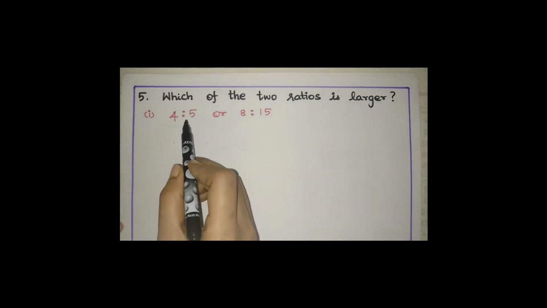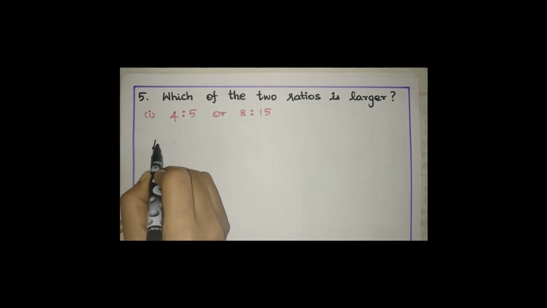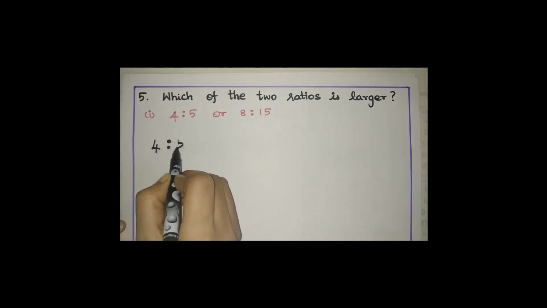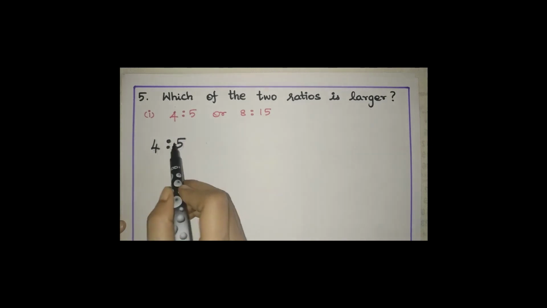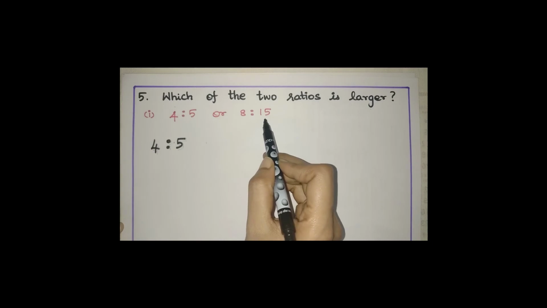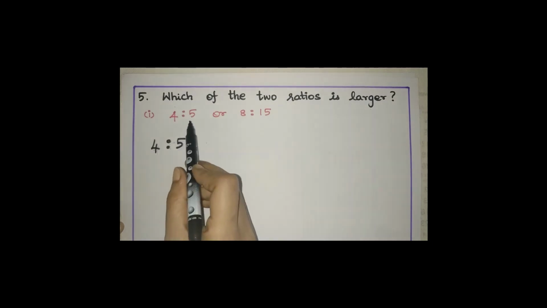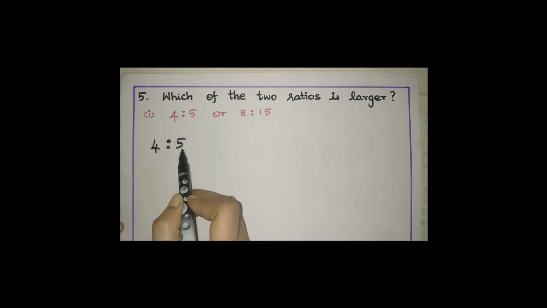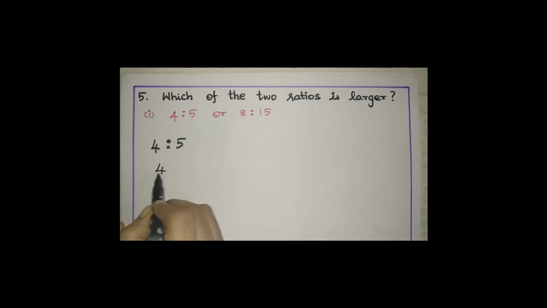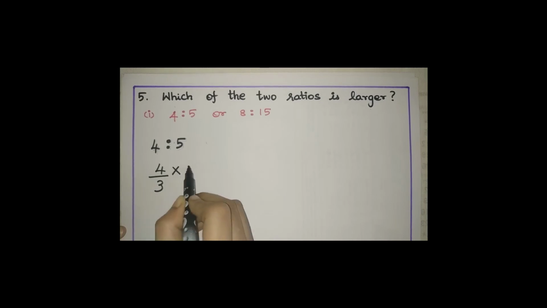Let's take 4:5 first. So I am taking 4:5. Let's try to make this 5 as 15 because here we have 15. This one is already larger, so we will try to make this 5 as 15. So I am writing it as fraction. So let's multiply by 2.